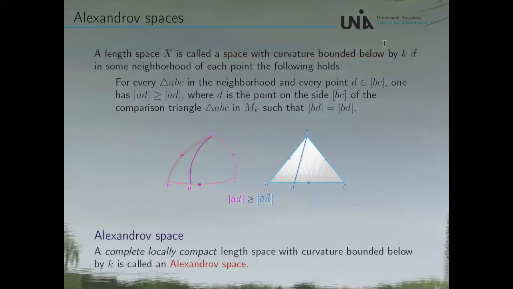And a complete locally compact length space with curvature bounded below by k is called an Alexandrov space. An immediate example is a complete Riemannian manifold with a lower bound on the sectional curvature, by Toponogov's theorem. Then there exists an important class of examples, namely the Gromov-Hausdorff limits of a sequence of Riemannian manifolds with a uniform lower bound on their sectional curvatures.